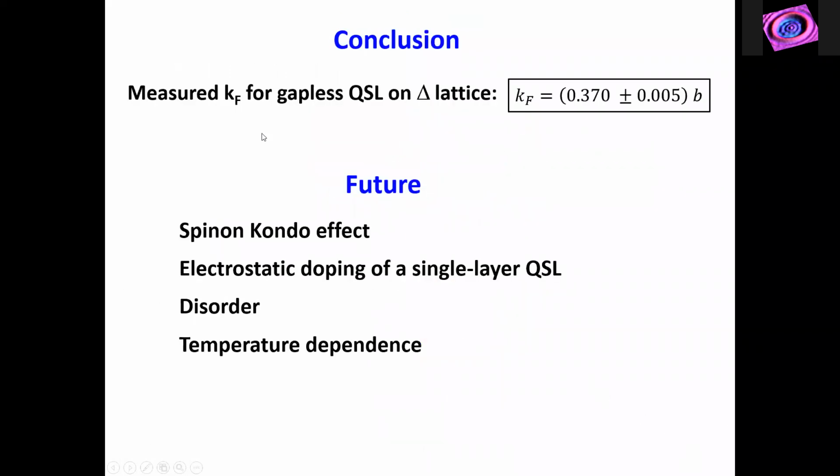So to conclude, we have measured the Fermi wave vector for a gapless quantum spin liquid on a triangular lattice. It agrees quite nicely with theory. And for the future, there's a lot of stuff to do that as soon as we can get back into the lab, we'll hopefully do. We haven't been working on this for a long time because of the stupid virus.